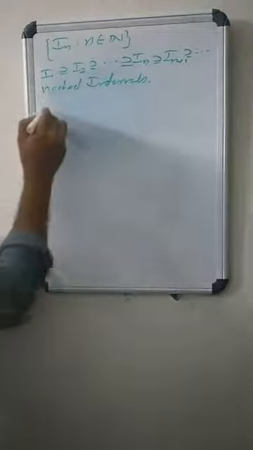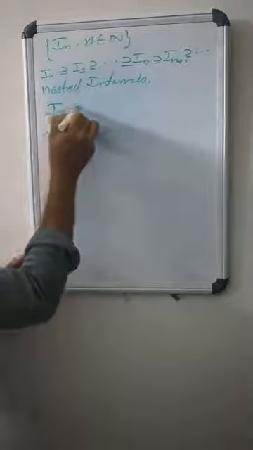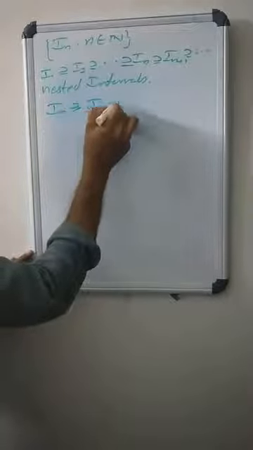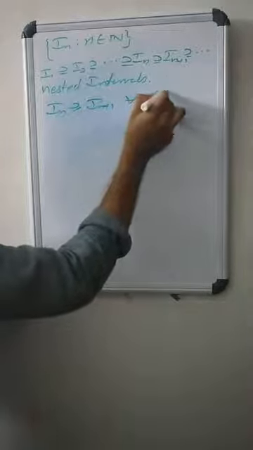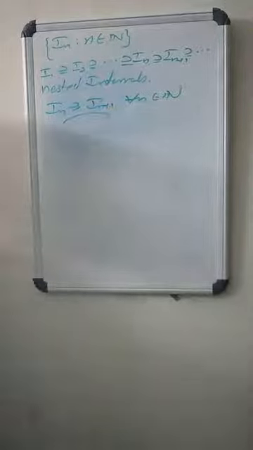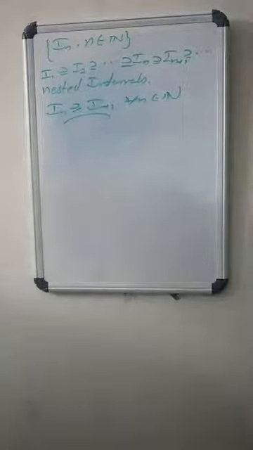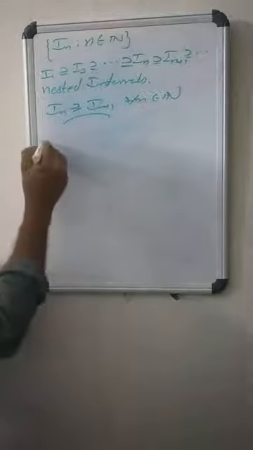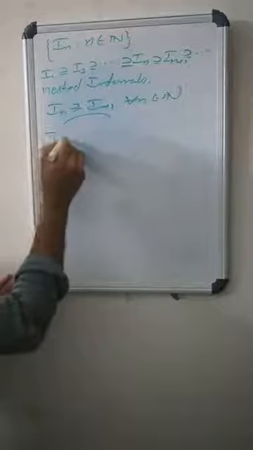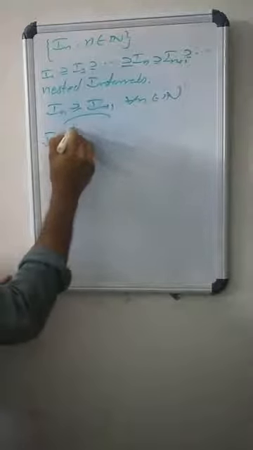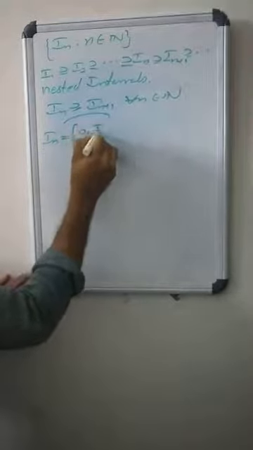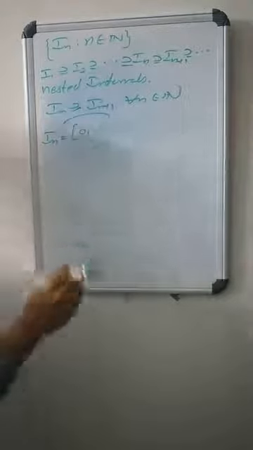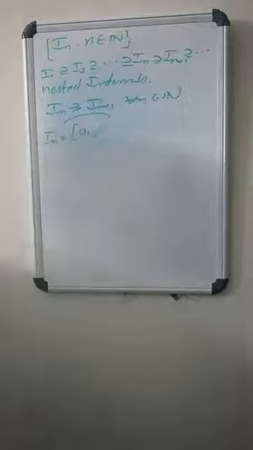So it means I_n is a superset of I_(n+1) for all n in N. Then these types of sequences of intervals are called nested intervals. Agree? Now consider I_n equals the closed interval [0, 1/n].